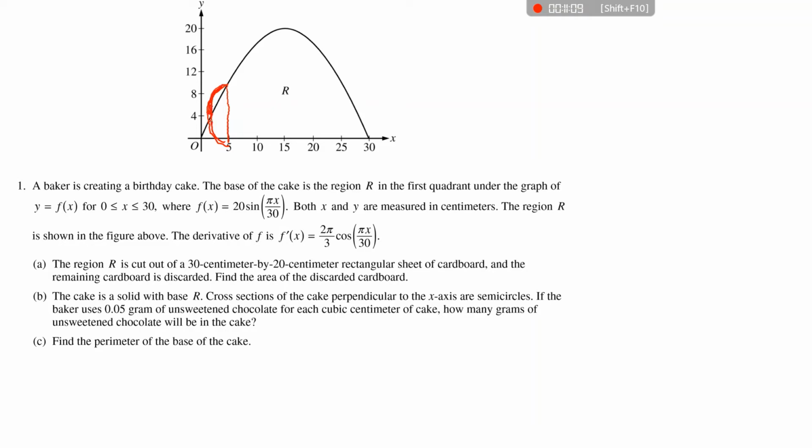So you have to find the volume for that first. Okay. So the formula for semicircle is pi r squared divided by 2, and then r is f of x. R is my y value. Looks good. So we just plug in.